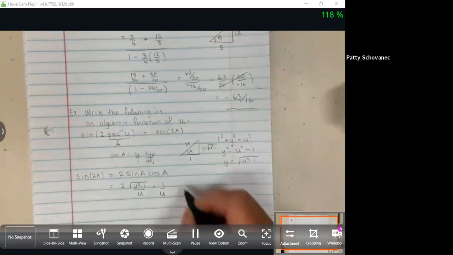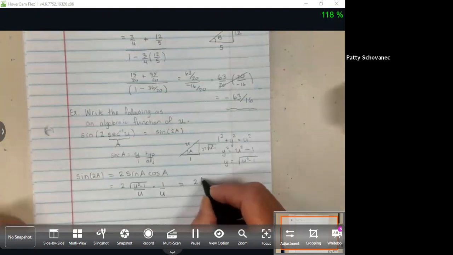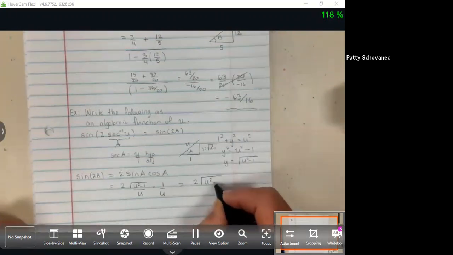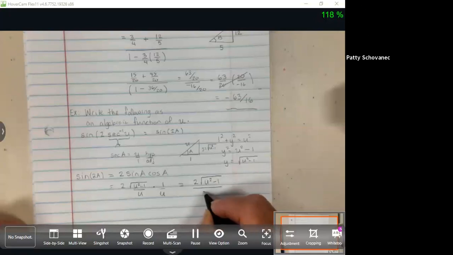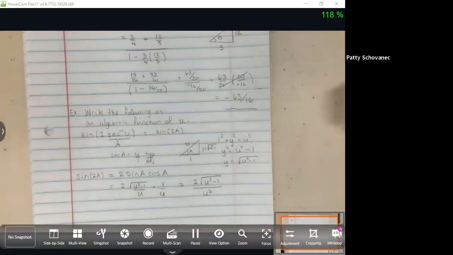So my final answer is an algebraic expression. There are no trig functions in it. Just multiply straight across. 2 times the square root of u squared minus 1 divided by u squared.